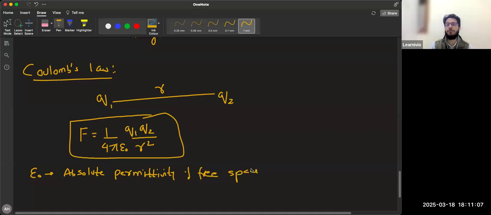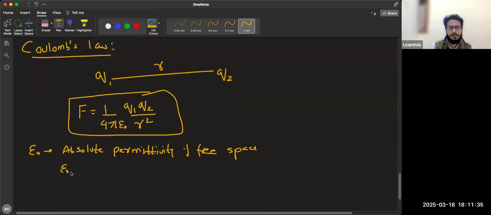Different mediums will have different permittivity. So if you place two charges in air, then we use the permittivity of air. If you place the same charges into a conductor, then we're using the permittivity of the conductor. Anyways, what is the permittivity of a conductor, a conducting medium? Infinity. Infinite, right? That's why the force between two charges in a conductor is zero. This is the absolute permittivity of free space. Its value is 8.85 into 10 raised to the power minus 12. If you write its units, then this is Newton meter square per Coulomb square.